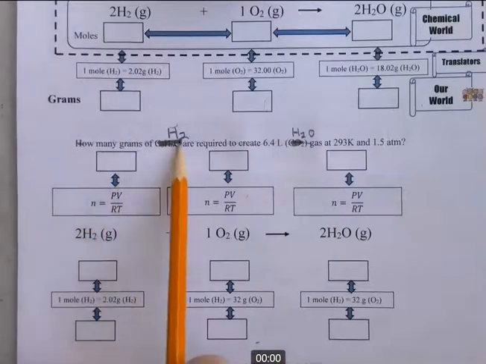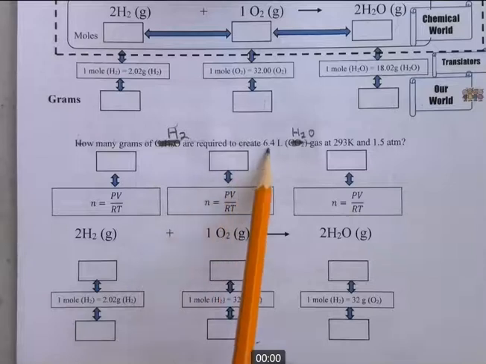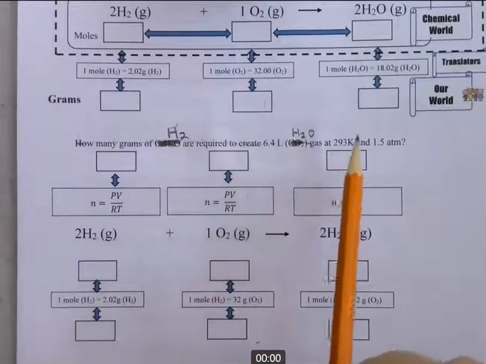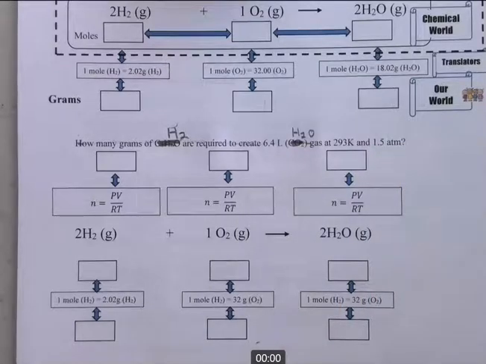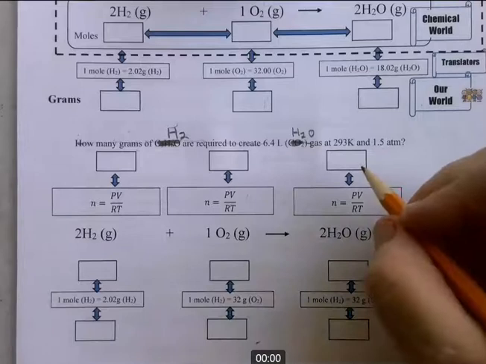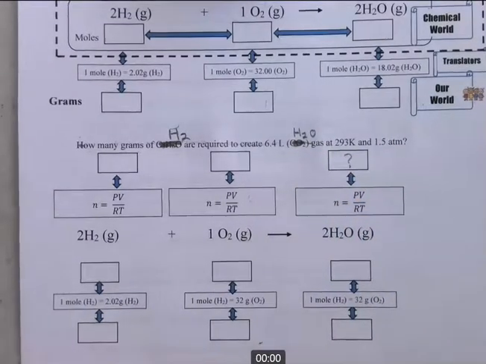How many grams of H2 are required to create 6.4 liters of H2O at 293 Kelvin and 1.5 atmospheres? Okay, so you're trying to create liters up here of H2O. So you're trying to get up here with liters. And you're starting off with grams of H2.